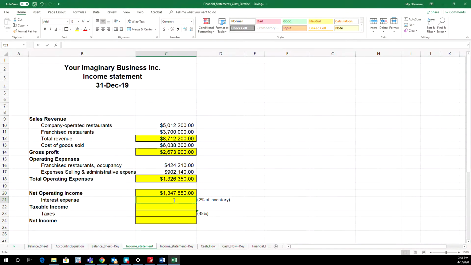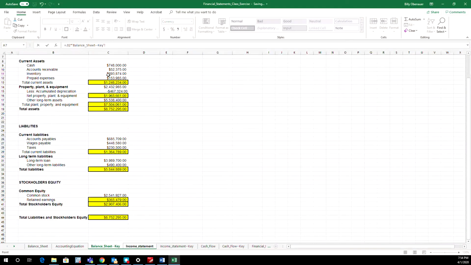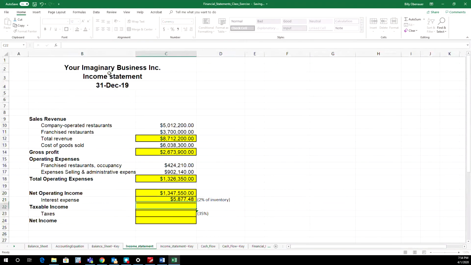So we're going to go back to our income statement. And we're going to put in a little formula here that is going to take us to 2% is going to be 0.02. And we're going to multiply that by our inventory. And that gives us interest expense of $5,877.48.